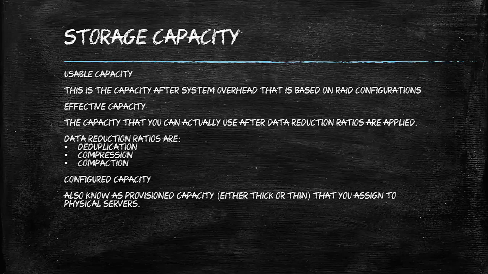Right? So configured capacity is now the next step in the process, which is also known as provisioned capacity. It's either thick or thin that you would assign to physical devices, right? Now they could be ESX, they could be just standalone physical servers, they could be other things in the environment that require capacity to some degree, gateway servers, things of that nature, and the type of storage efficiency that we would apply at that layer would be whether it's thin provisioned or thick provisioned, right? So that's important to know.